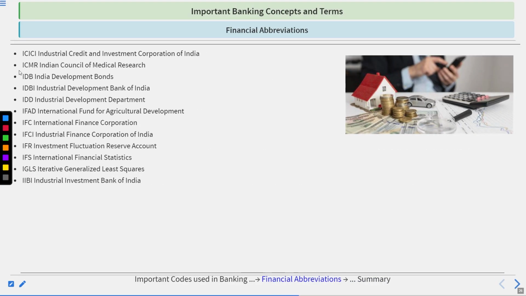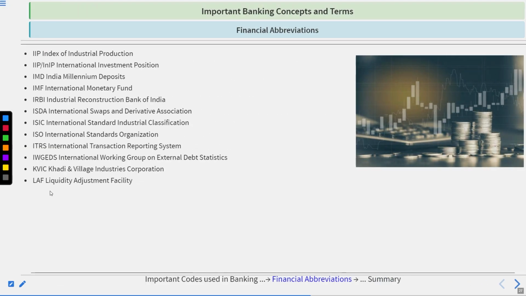Agriculture Research, ICICI Industrial Credit and Investment Corporation of India, ICMR Indian Council of Medical Research, IDB Industrial Development Board, IDBI Industrial Development Bank of India, IDD Industrial Development Department, IFAD International Fund for Agriculture Development, IFC International Finance Corporation, IFCI Industrial Finance Corporation of India, IFR Investment Fluctuation Reserve Account, IFS International Financial Statistics, IGLS Iterative Generalized Least Squares, IIBI Industrial Investment Bank of India.